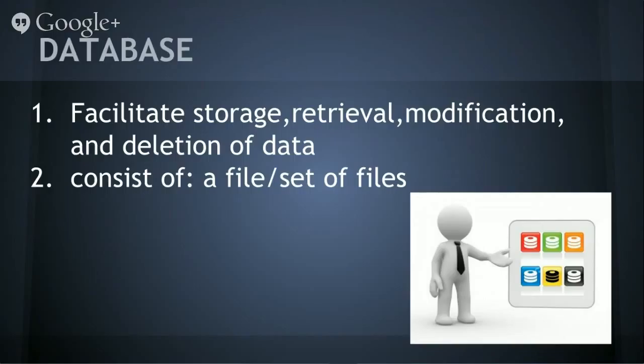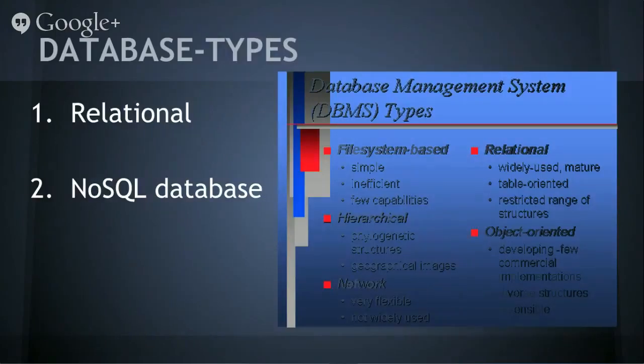Users retrieve database information primarily through queries. Using keywords and sorting commands, users can rapidly search, rearrange, and sort. Furthermore, databases have many types, but I want to talk about two important types today. One is relational database, the other one is NoSQL database.